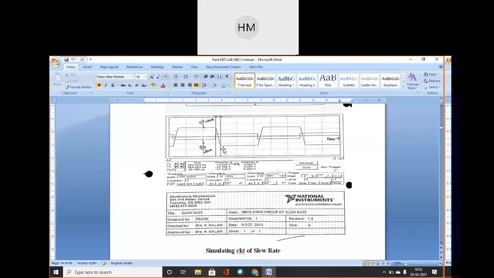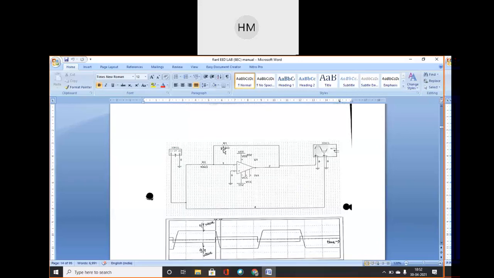So after calculating this by using this circuit diagram, you will find the value. Then in the result, you will write by comparing the values. The datasheet typical value is 0.5 volts per microsecond, but practically, by performing this experiment on Multisim, I get my slew rate value as this. Okay, so you have to write the result like this.